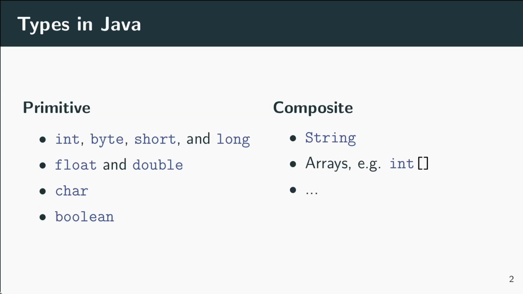There are two different kinds of types in Java, namely primitive ones, which are, well, the basic ones: integers, floating point data, characters, and booleans, and composite ones, which consist of several more basic ones. As an example, strings can be seen as a list of characters. Arrays similarly can be seen as lists of, say, integers, or something else.